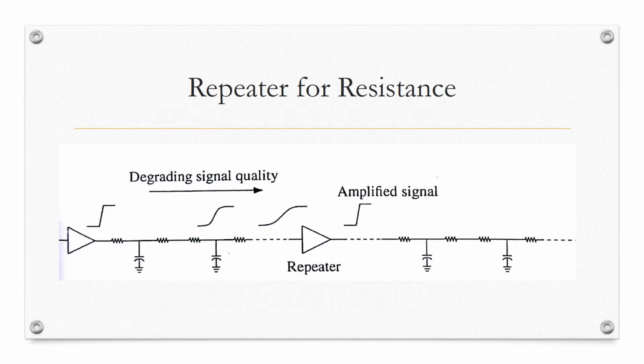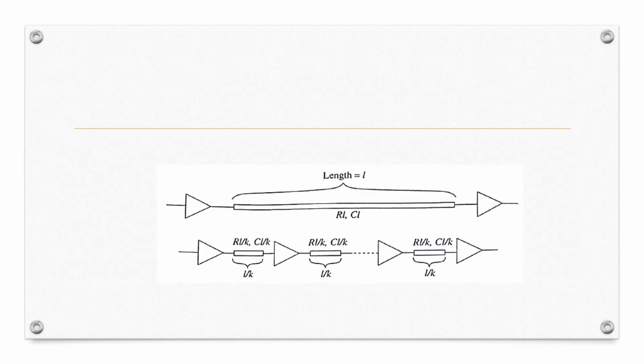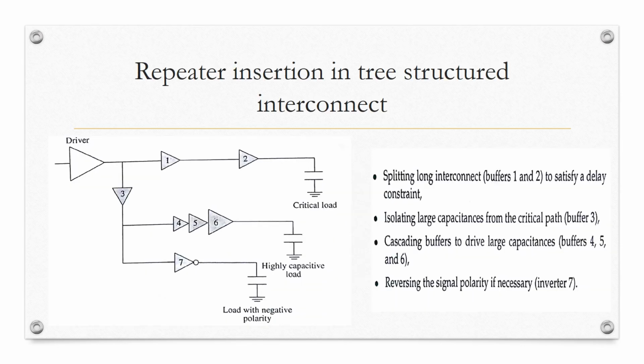Now we will see regenerative repeaters, which are used to improve the global wire performance. You can see here that in between, the repeater is inserted. So what will happen when we insert the repeater? This is the methodology of where to insert the repeater and how to calculate the distance, and this is the repeater insertion in a tree structure interconnect.